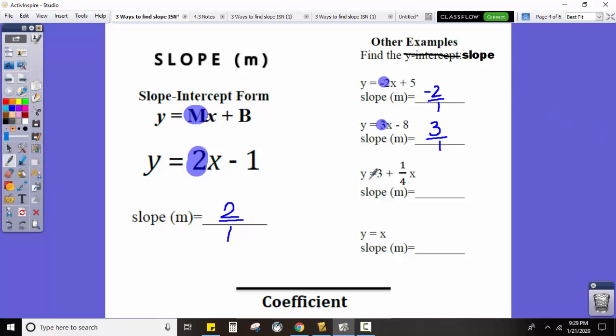Next one, don't be fooled. It's in a little bit different order. So we have y equals 3 plus 1/4 x. So you can see the number being multiplied by x is 1/4. So our slope is 1/4. And that's already a fraction, so I don't need to put a 1 under it. Okay, and the last one, we have y equals x. Now, there is a number multiplied in front of x, otherwise the x wouldn't be there, and it's a 1, so it's 1x. So the slope is 1, and you can put it over 1.